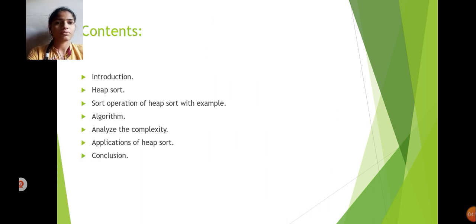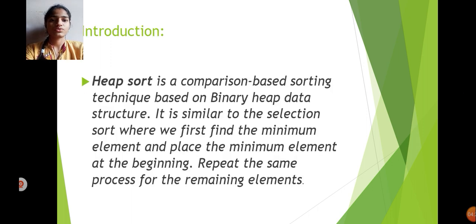So my topic contents are introduction, heap sort, operations of heap sort with example, algorithm, analyzing the complexity, applications of heap sort, conclusion. So let's see the introduction first. Heap sort is a comparison based sorting algorithm based on the binary heap data structure. Heap is a type of data structure, and binary heap is a type of heap data structure.